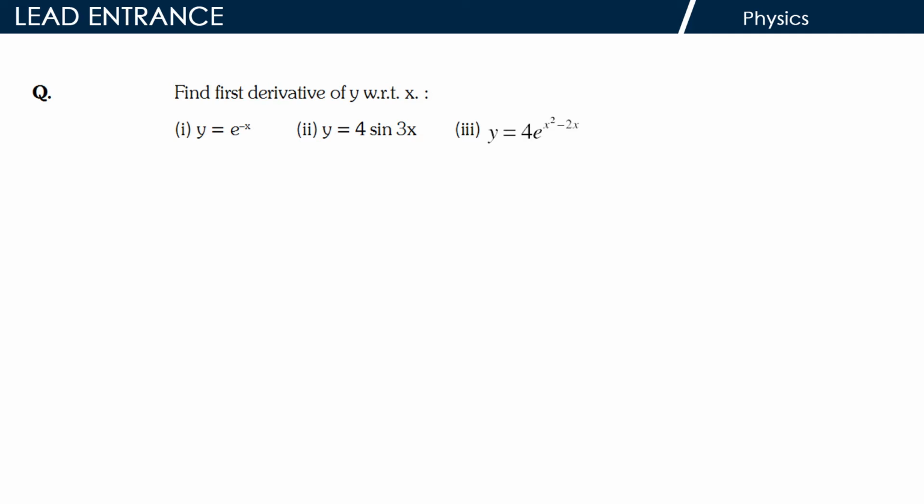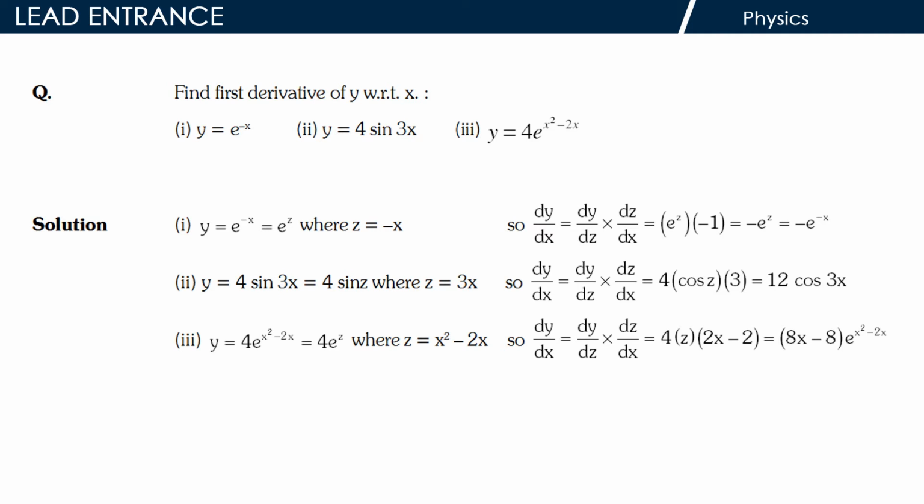Question 2. Find the first derivative of y with respect to x. First equation: y is equal to a power minus x. Second equation: y is equal to 4 sin 3x. Third equation: y is equal to 4a to the power x square minus 2x.